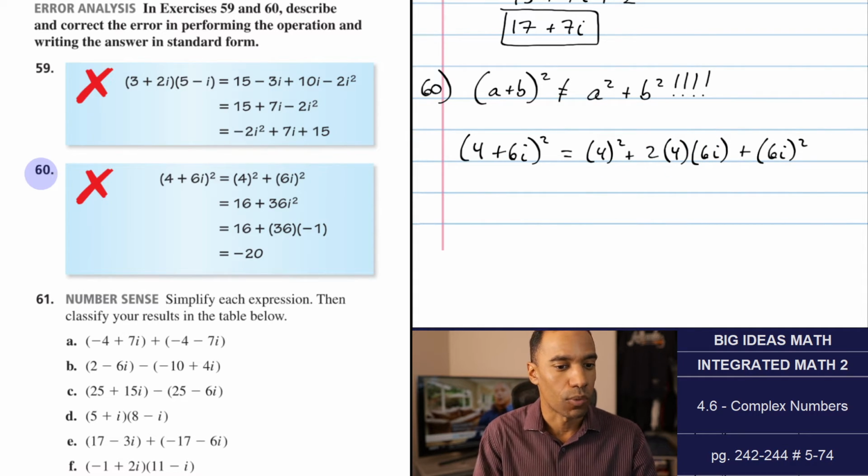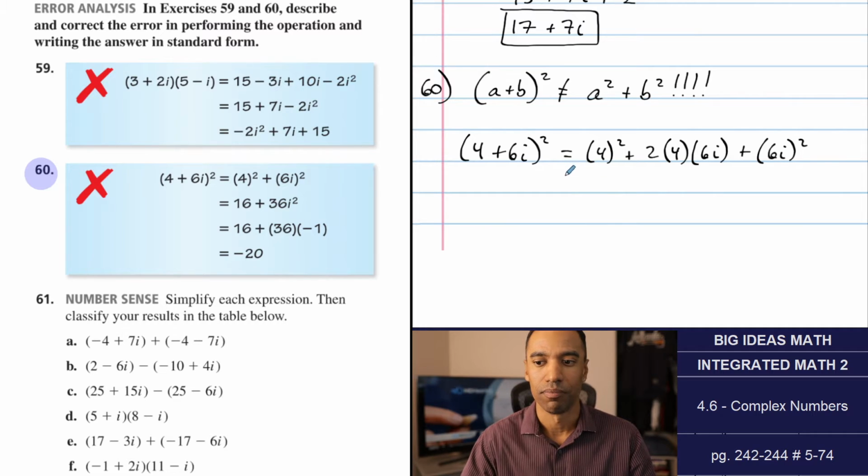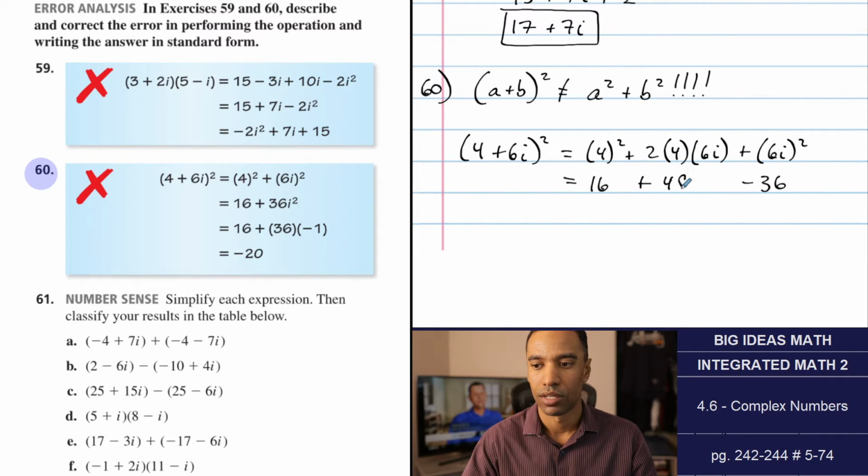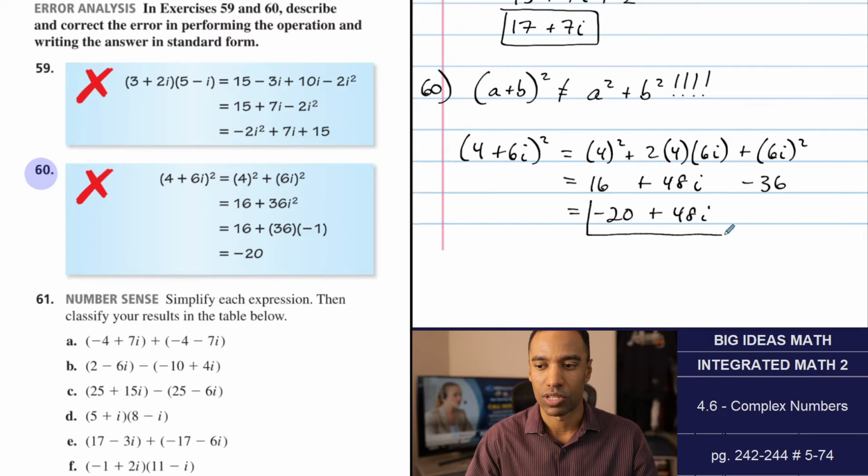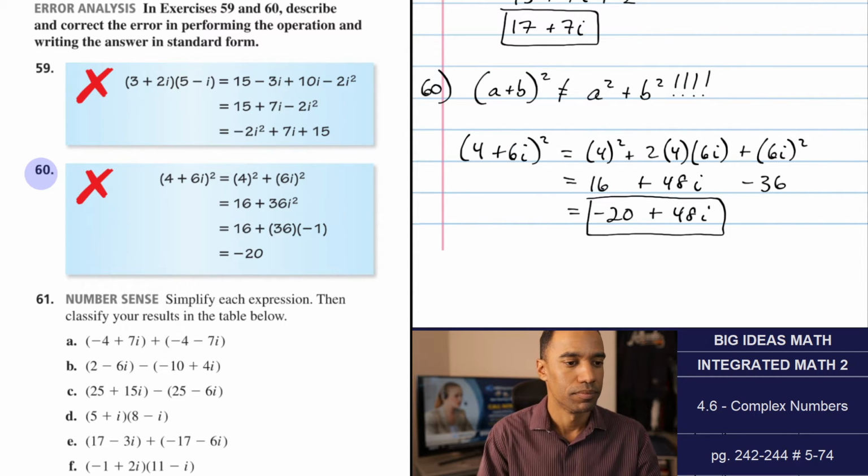Anyway, listen, the rest of their work is correct. They squared the 6i, i squared to get negative 36, and they subtracted. All that's fine, but there's a middle term that they're missing. So we get 16. This is negative 36. That all works out, but there's this middle term. Double 24, which is 48. So 48i, and 16 minus 36 is indeed negative 20, but they're totally missing this imaginary portion of it. The answer is negative 20 plus 48i. Okay.